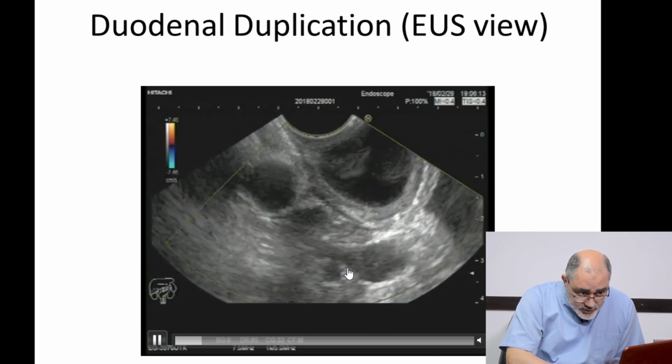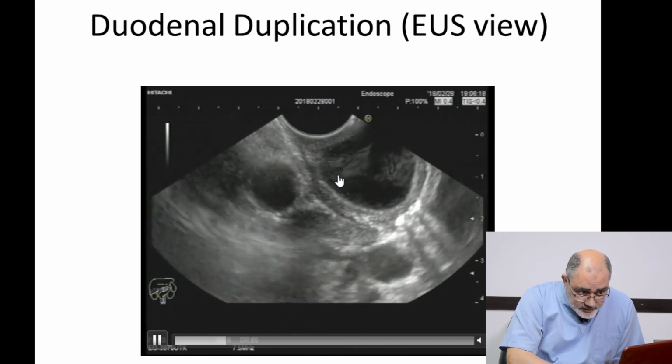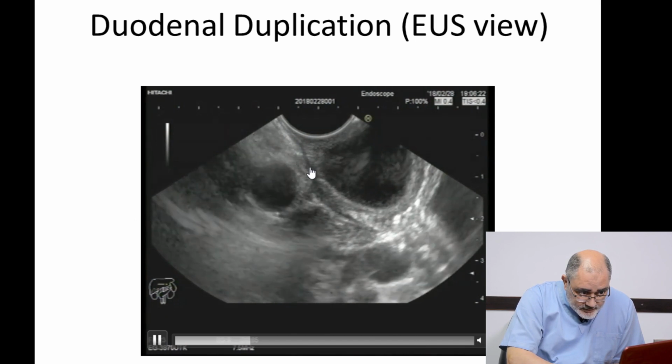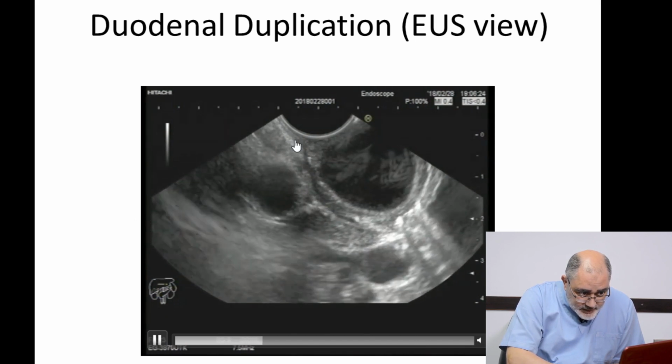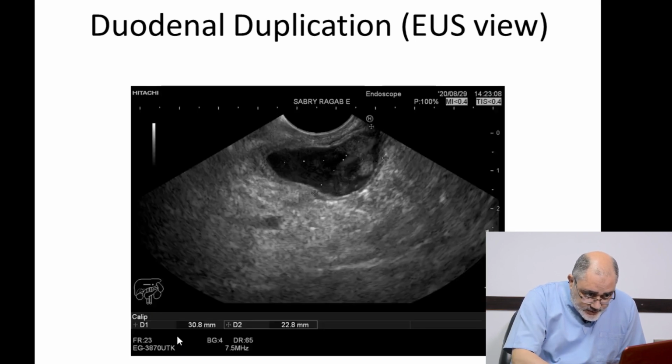This is highly impressive of a duplication cyst originating from the submucosa, and this is the muscularis propria layer, so it is located in the submucosa. Okay, so the hallmark of the duplication cyst is the double layers. You know that it looks like a gut wall.